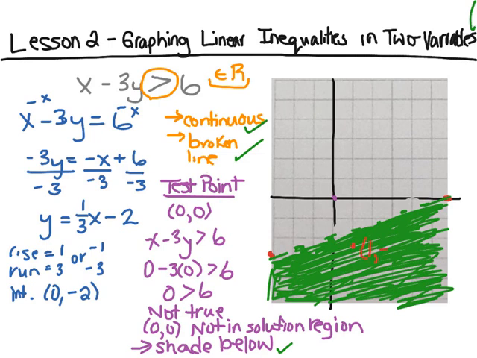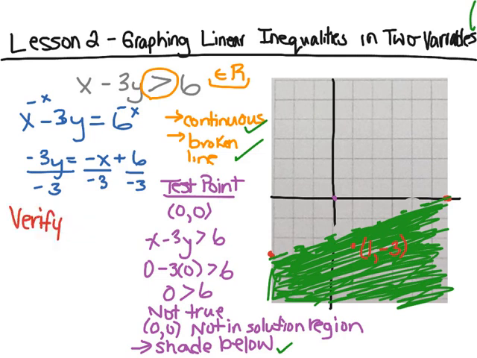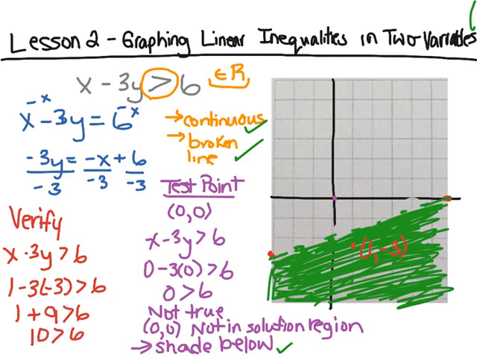If it satisfies the equation, you know you did it right. So let's just quickly verify. So x minus 3y is greater than 6. So x is 1, minus 3 times -3 is greater than 6. So 1 plus 9 is greater than 6. 10 is greater than 6. So this works. So if you choose any point below this line, it will satisfy your equation.